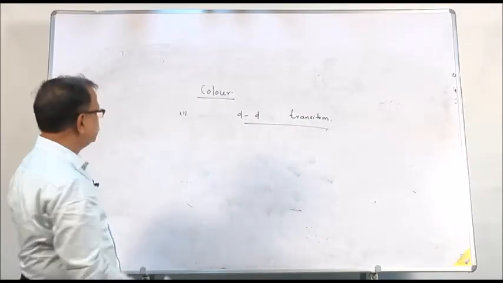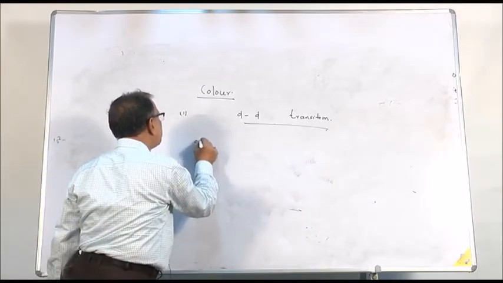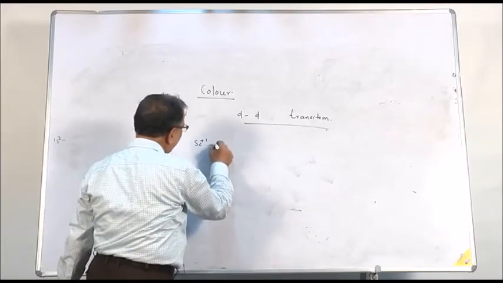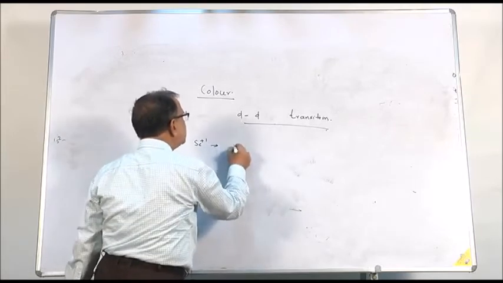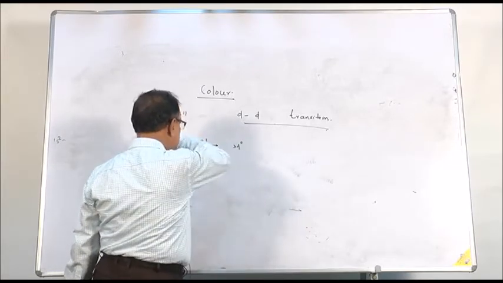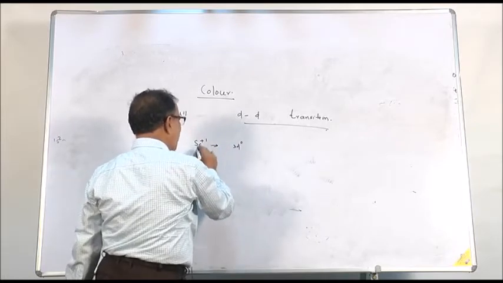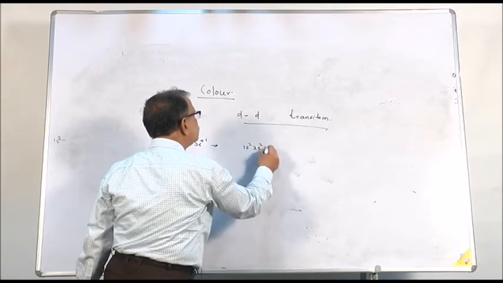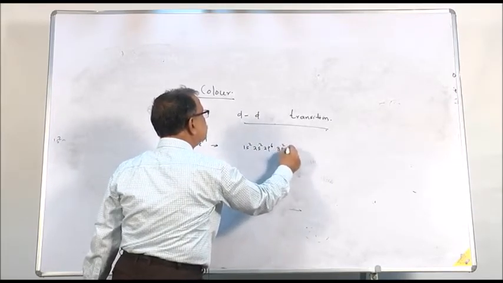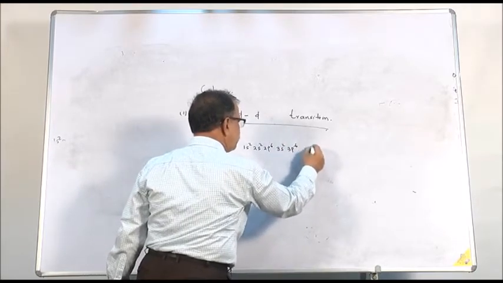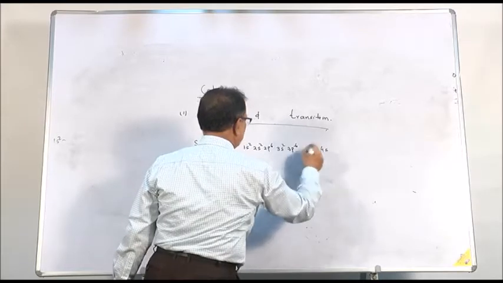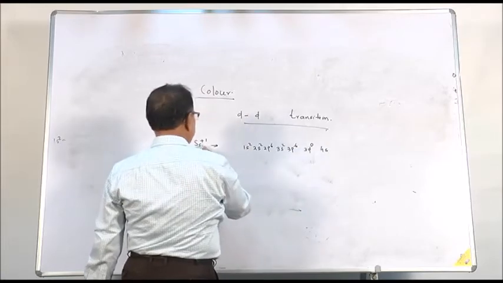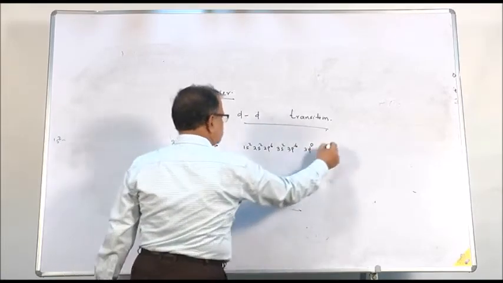For scandium, we can explain this by electron configuration. First write down the configuration of scandium, atomic number 21: 1s2 2s2 2p6 3s2 3p6 3d1 4s2.